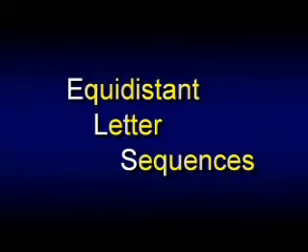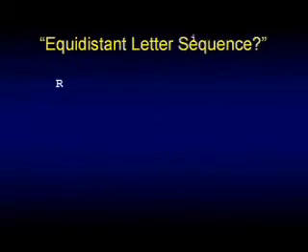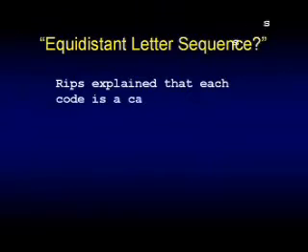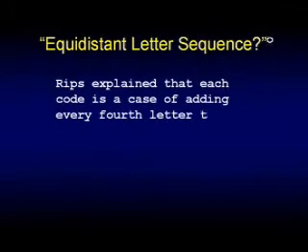Let's take some simple examples. What is an ELS? An equidistant letter sequence. It's a sequence of letters that are equidistant within some message. And I'll give you a simple example of one. One of the experts in this field is a Dr. Rips. Anyway, the sentence that's contrived here is, "Rips explained that each code is a case of adding every fourth letter to form a word." That's the sentence. That's the message.